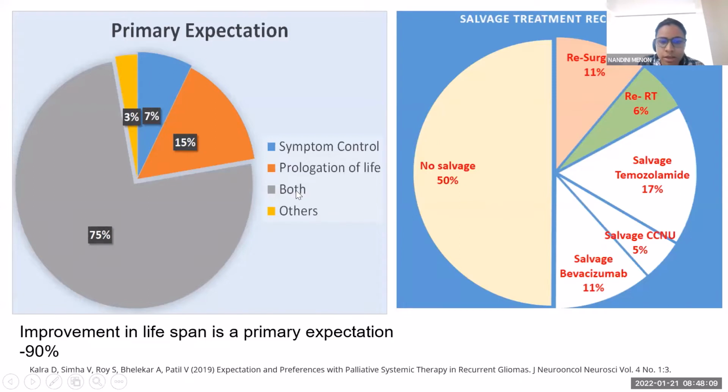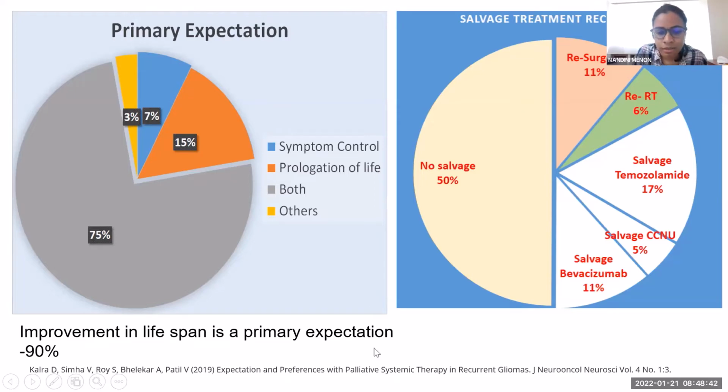This was a small study done at our center to see what patients with recurrent gliomas or glioblastomas expected. And as we can see, like in most other tumors, both symptom control and improvement in the duration of life is important from a patient's perspective. And the figure on the right shows that nearly half the patients don't receive any salvage therapy at relapse. Usually it is because of the poor performance status and the general overall fitness of the patient.